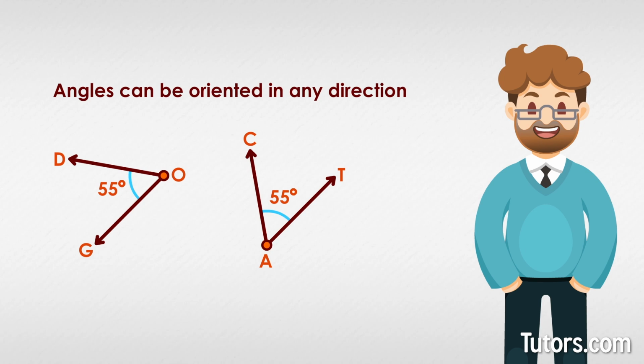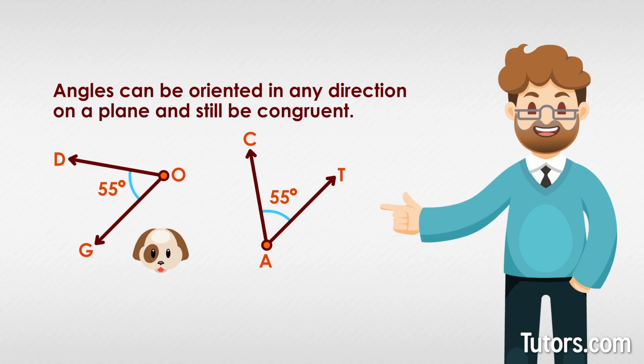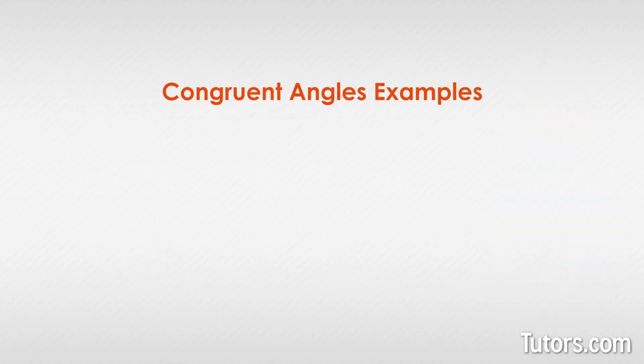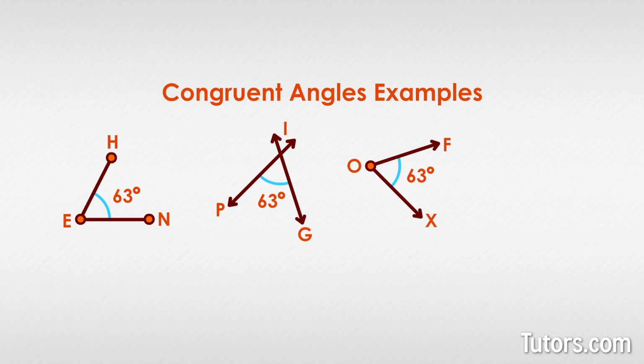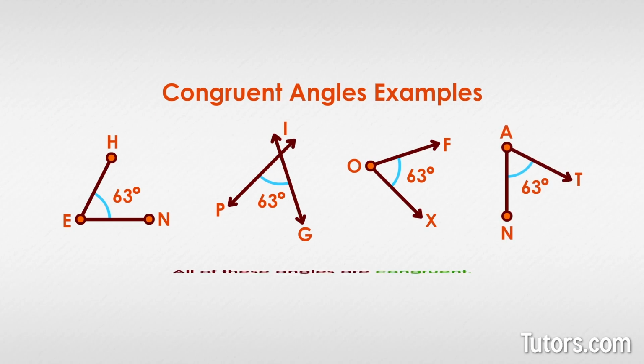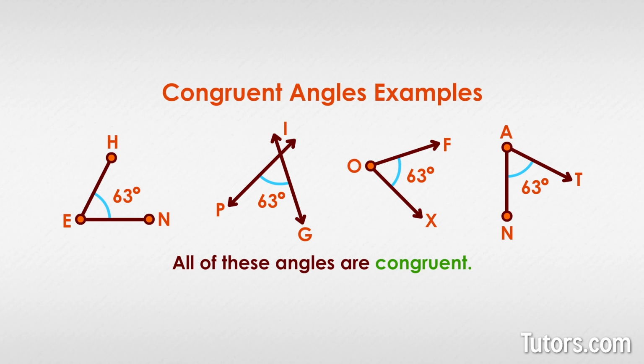Angles can be oriented in any direction on a plane and still be congruent, just as angle DOG and angle CAT from our earlier example were congruent, but were not lined up with each other. Here are several angles. Which of these angles are congruent? All of these angles are congruent.